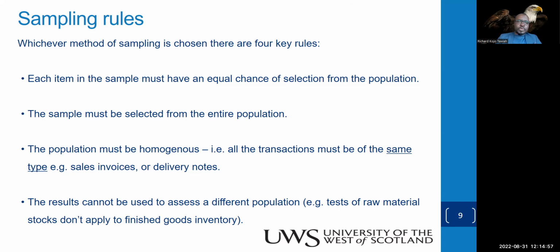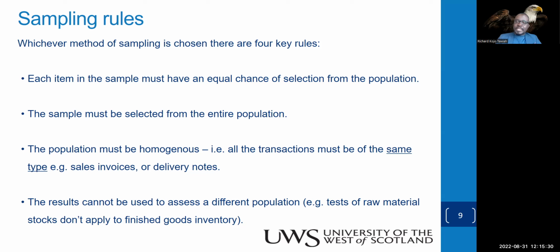Four rules when sampling. 4 rules. Make sure every item you select had an equal chance of being selected. No bias, okay? The sample must be selected from within the population, not outside of the population. They must be homogeneous. They should have the same features. So if I'm checking sales invoices, I'm picking only sales invoices to test. If I'm dealing with payroll, I'm dealing with only payroll items, okay? The results cannot be used to assess a different population, okay?